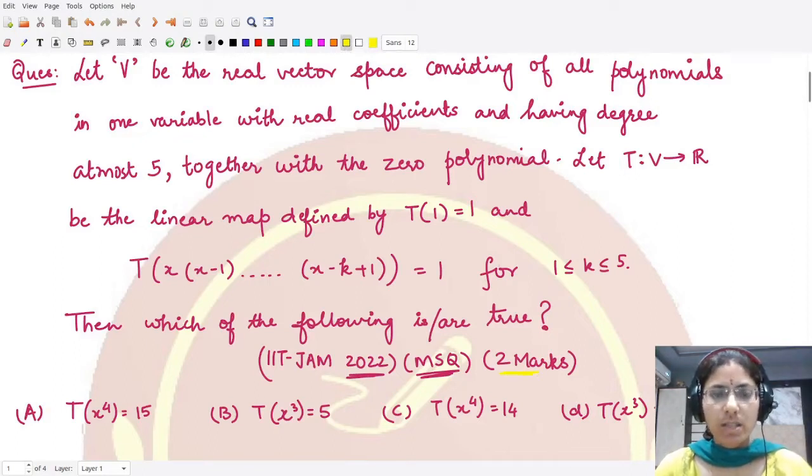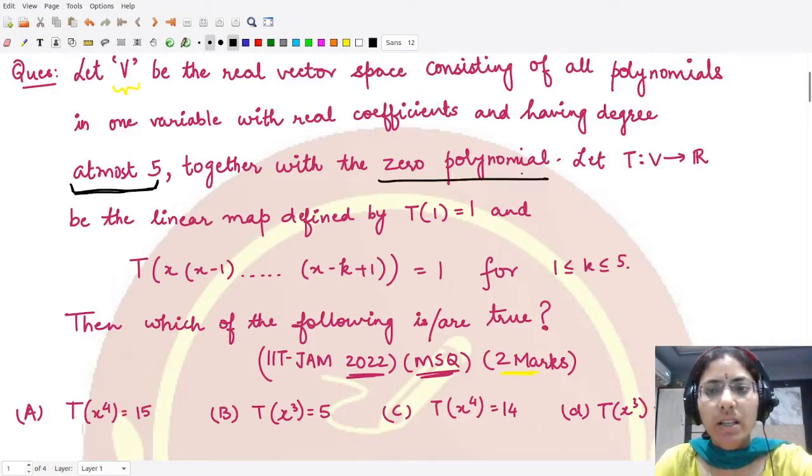So the question here is about a vector space. You are given V as some vector space which consists of all the polynomials in one variable with real coefficients which have degree at most 5, right? So the maximum degree for all those polynomials could be 5, and moreover we are given that it also includes the 0 polynomial, right?